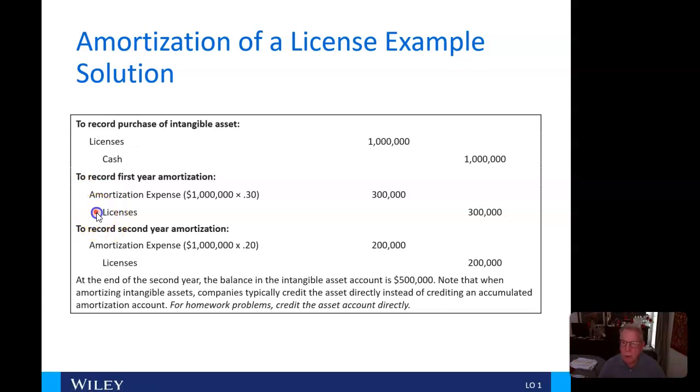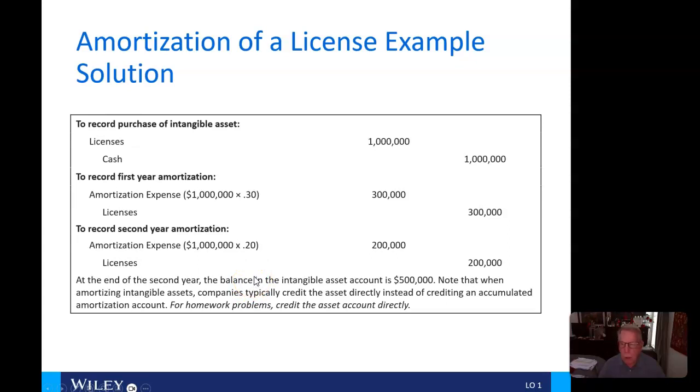Notice here, they're crediting licenses instead of a accumulated depreciation account or accumulated amortization account. This is by far the most common way of amortizing intangibles. So in the second year, it was 20%, so we're going to do the same thing. And at the end of the second year, then the balance in the licenses account is going to be $500,000.